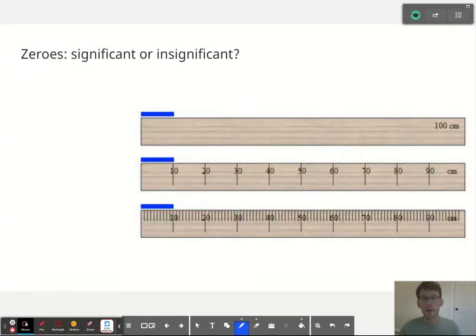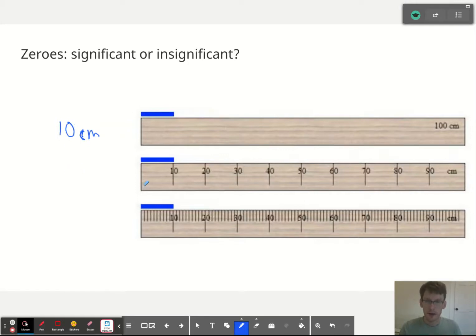In this video, we're going to learn about significant figures and significant zeros. So if we look at this blue line, if we were measuring it with the first ruler, I would say that this is approximately 10 centimeters. And I know that the 1 is going to be significant, but because I don't actually know that 1 for sure, I can't really guess in the ones column, so I'm just going to leave that as a 0.